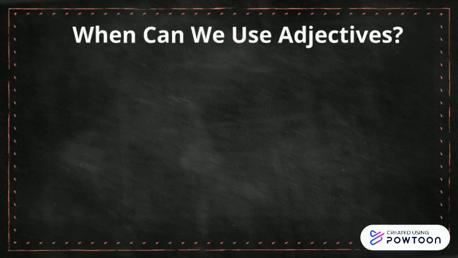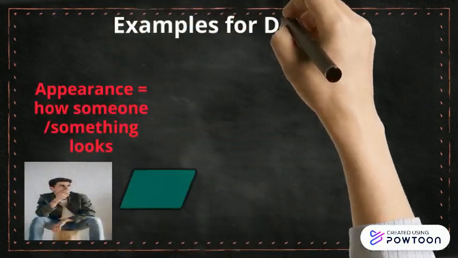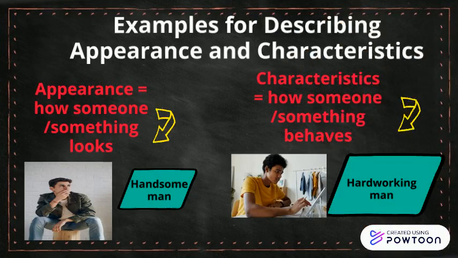You can use adjectives to explain the 7 aspects that you see on the blackboard. So now let's look deeper into each aspect. Appearance refers to how someone or something looks, and characteristics refers to how someone or something behaves. So handsome man is appearance, the adjective is handsome. Hardworking man, the adjective is hardworking.